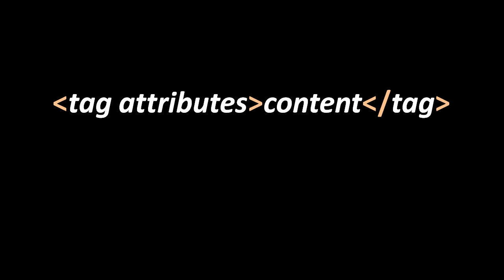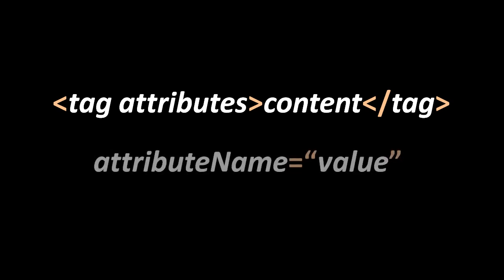And then in the opening tag, after the name of the tag itself, you may optionally have one or more attributes. Attributes are name-value pairs written like so, where there's the name of the attribute, then an equal sign, and then in quotation marks, the value for that attribute. Tag attributes function basically like options, like parameters for that tag.